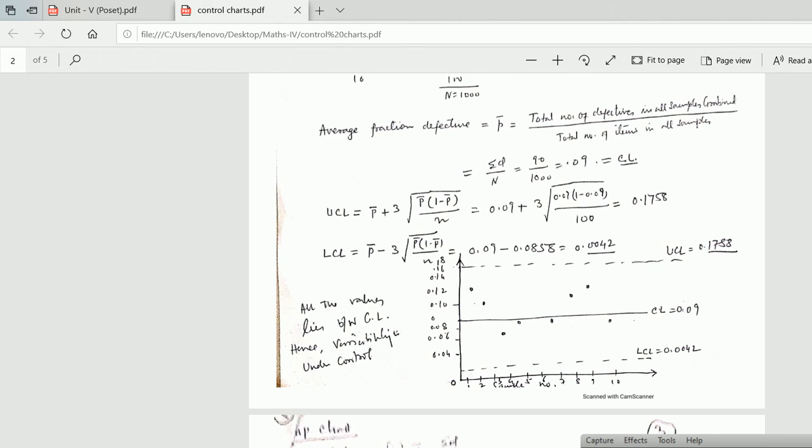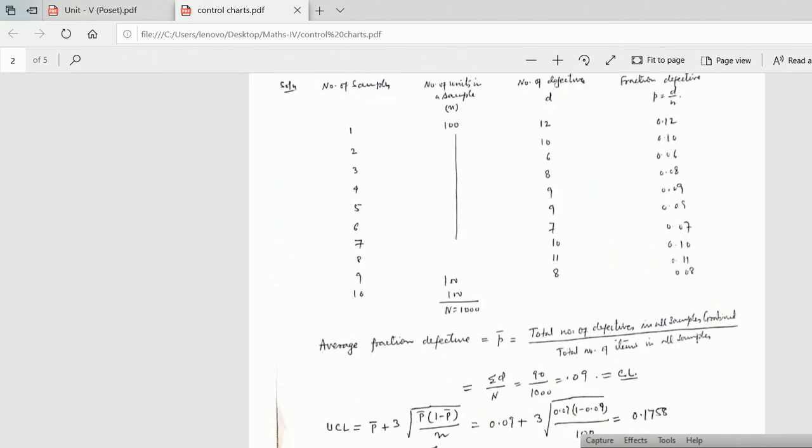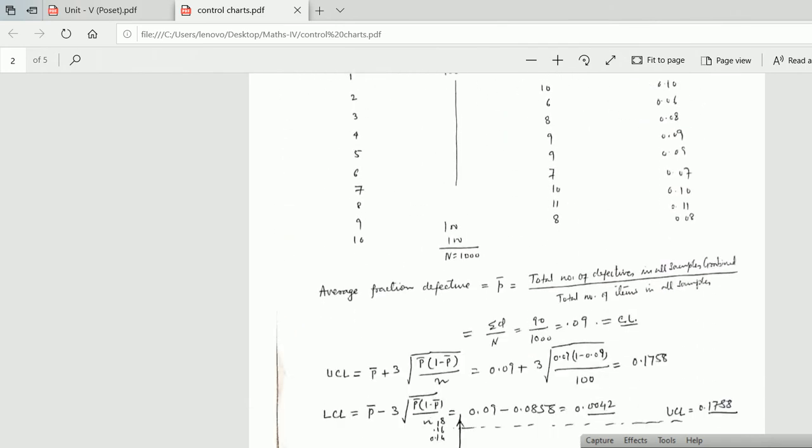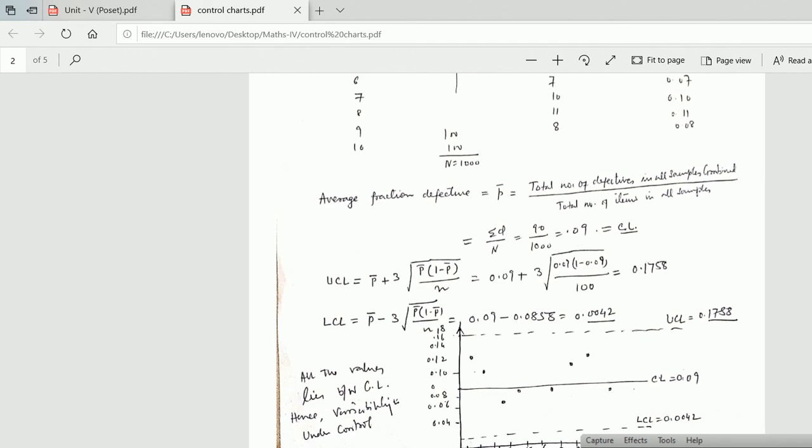Now you draw the control chart. On the x-axis the sample numbers are given, 1, 2, 3, 4 up to 10. See here, 10 samples are given, each having 100 units. And on the y-axis the fraction defective p is given. The average fraction defective is given. See the values now here.